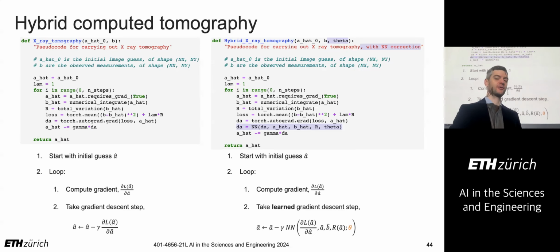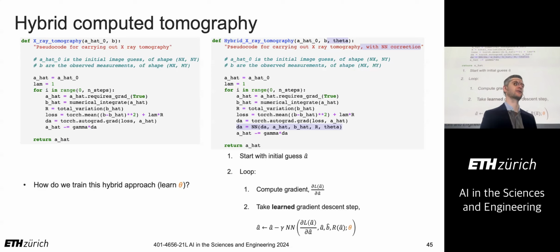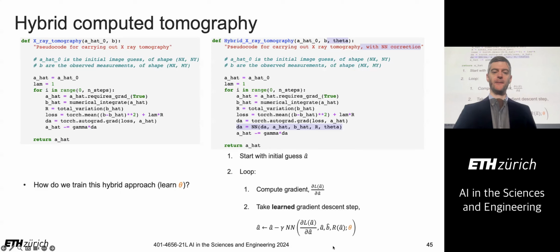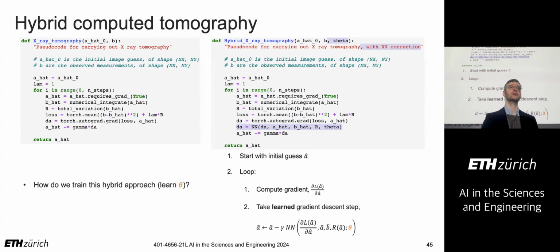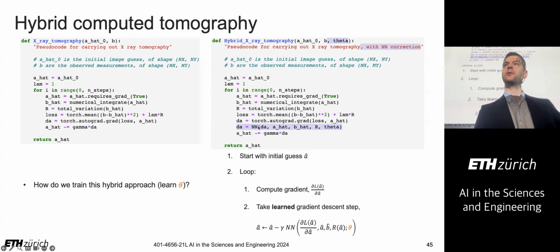I'll show you how I'm going to talk about that. So now we need to think about how we train this hybrid approach. How do we actually train this neural network? This is a question that we asked. Remember last lecture, or even the lecture before, we were talking about hybrid forward simulation, the solver in the loop, where we had a neural network. That hybrid algorithm had a for loop, and we had a neural network in that for loop. So how do we train this approach? How do we learn theta?